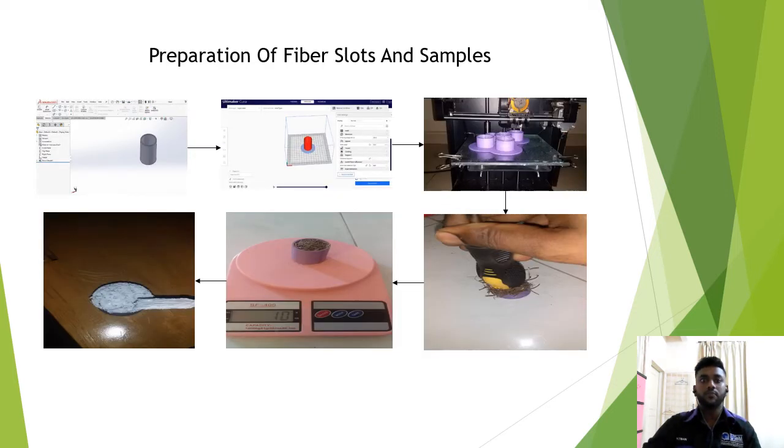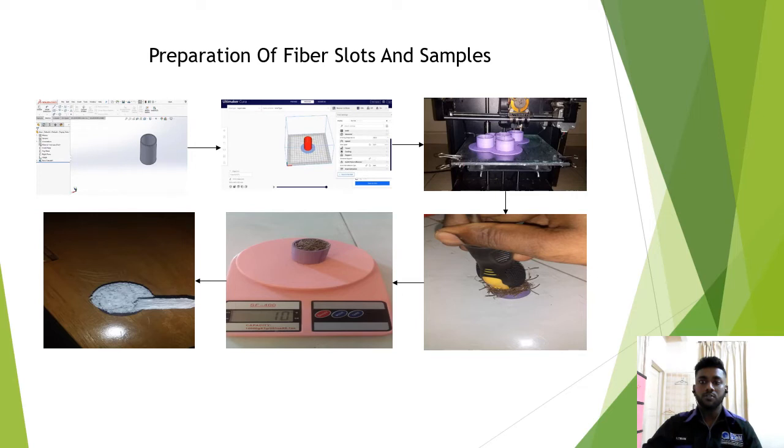This is the preparation of the fiber slot and sample. First, we design the shape of the fiber slot in SolidWorks with an outer diameter of 34.5 mm and an inner diameter of 30 mm. It is constant with different thickness, and then the file is saved into STL format, and then converted to Ultimaker Cura, and then we use PETG filament to print the fiber slot in a 3D desktop printer.